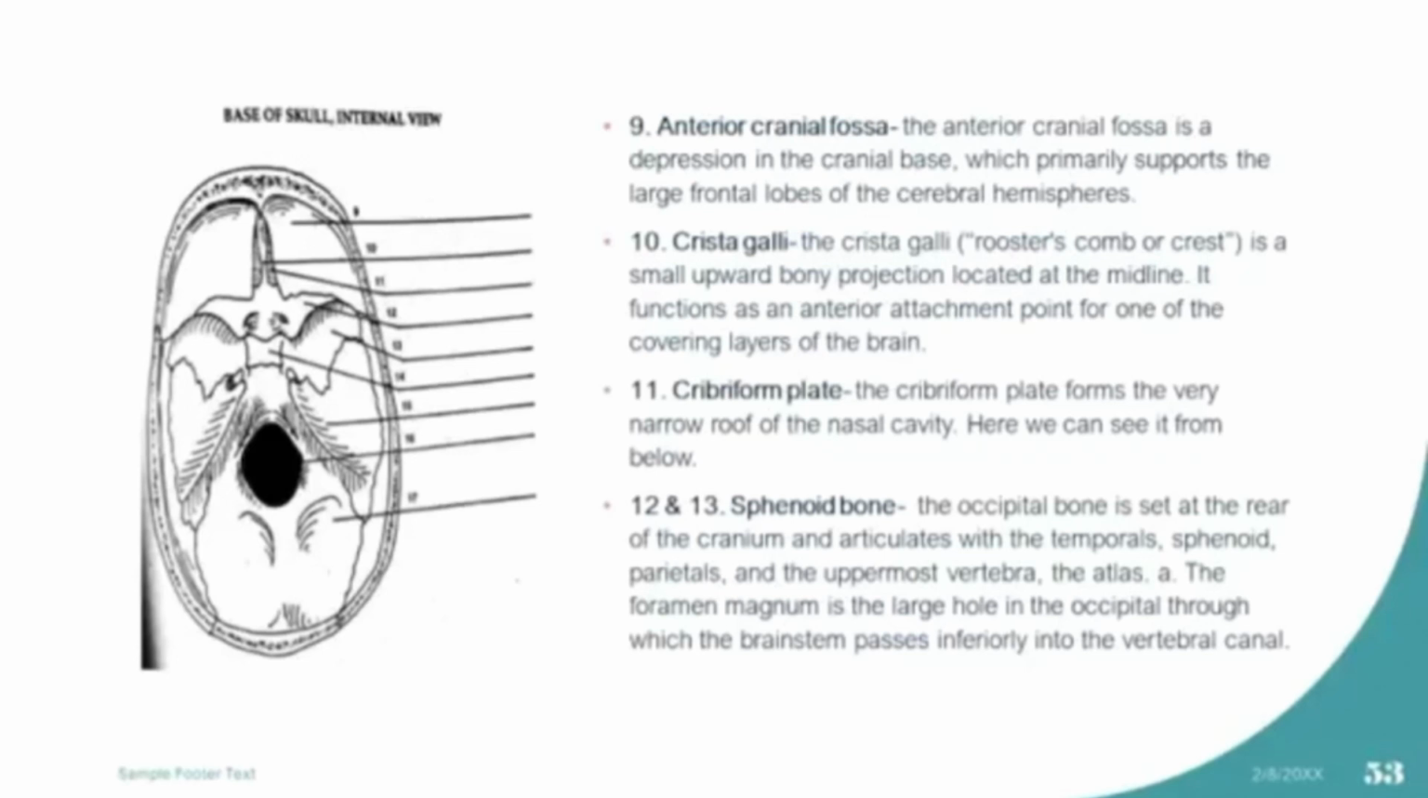12 and 13. Sphenoid bone. The occipital bone is at the rear of the cranium and articulates with the temporal, sphenoid, parietals, and the uppermost vertebra, the atlas. The foramen magnum is the large hole in the occipital through which the brainstem passes inferiorly into the vertebral canal.